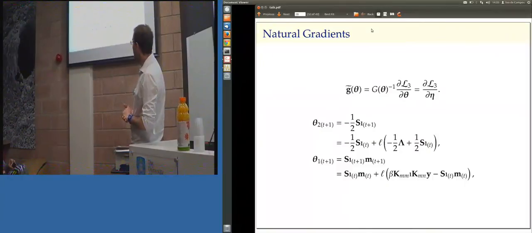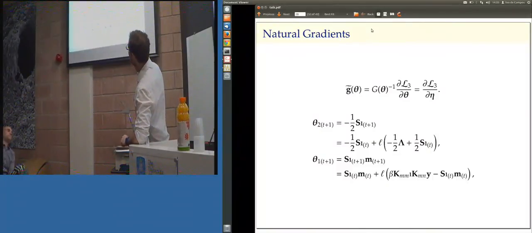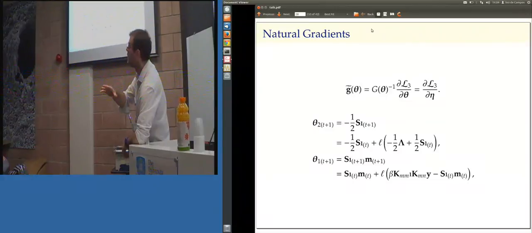It's fairly straightforward to calculate, but it just says that the derivative, the natural gradient, which I'm calling G tilde here, I like tildes, is the inverse Fisher times the gradient, but it happens to be the derivative in a different parameterization.